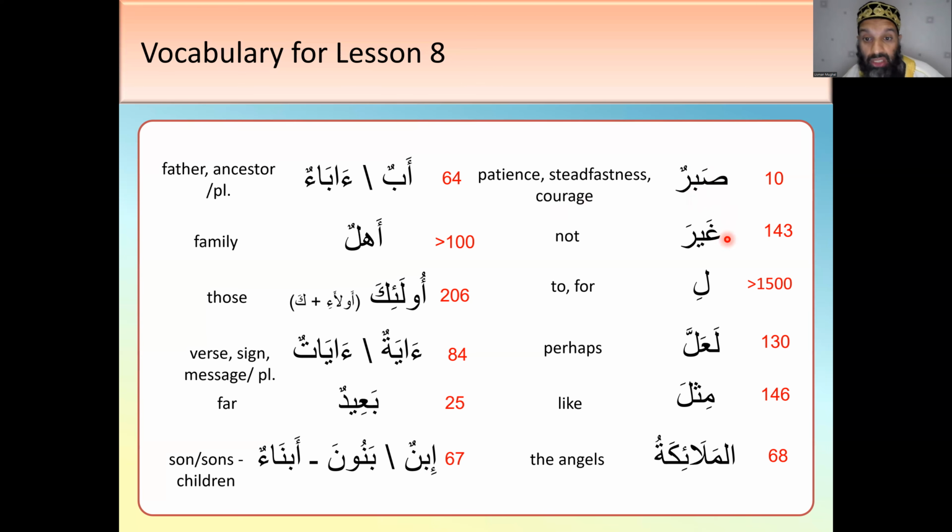Ghayra, not, as in ghayril maghdubi. Li, when it attaches to the start of a noun like lil muslimina or lillahi, means to or for. If you understand it to mean for, you'll get most of it. When for doesn't make sense, use to. La'alla is perhaps, la'allakum. Mithla is like, like we say masal, example. Laysa kamithlihi shay: laysa, not; kamithlihi, like him; shay, anything. There's nothing like him. Mithl, mithla, like. And malaikatu is angels. So learn them for next week, inshallah.